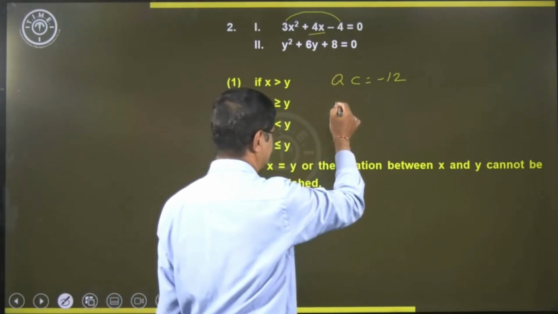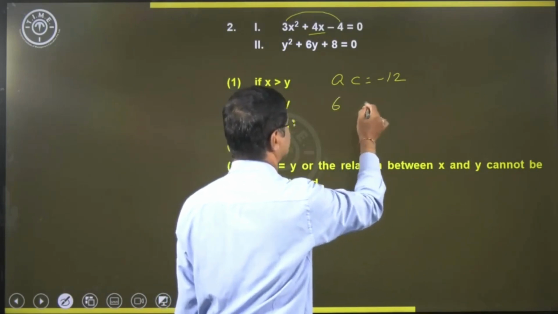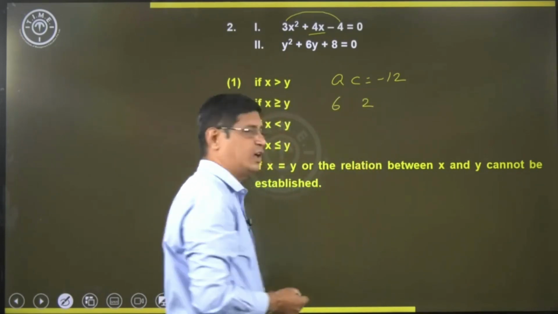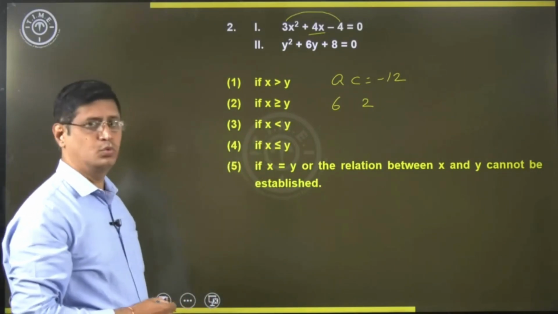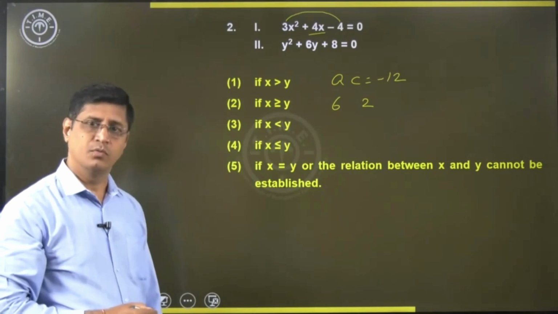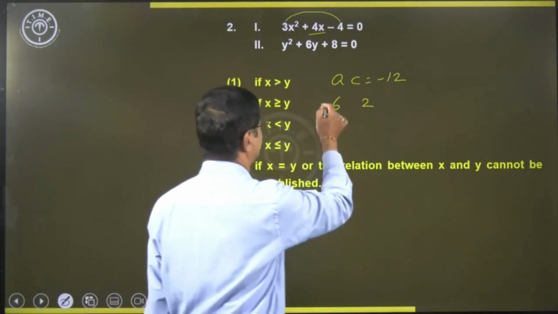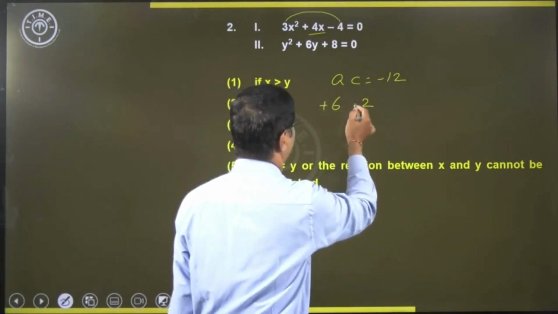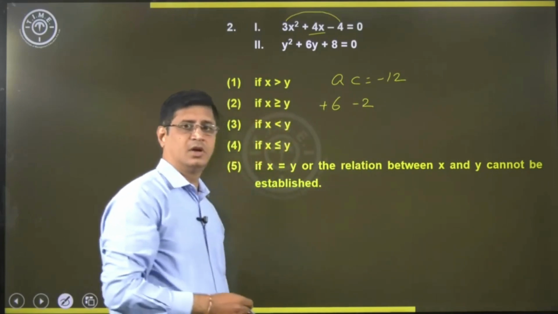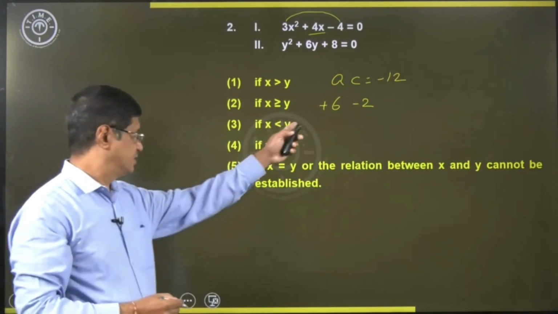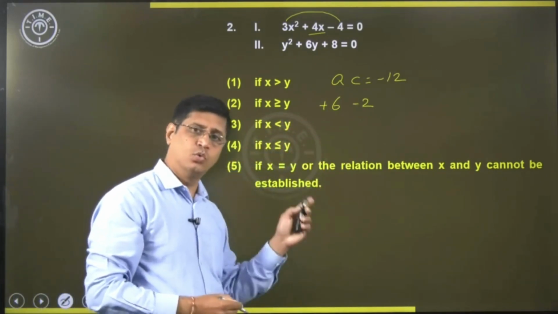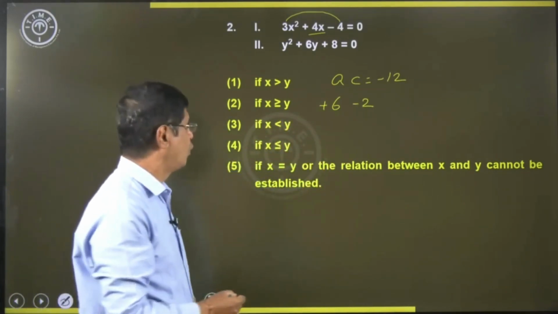Yes, look at this one. 6 into 2 is a 12. 6 and 2, difference is equal to 4. Now what are the factors here? Plus 6 and -2. Observe the product. It is a -12. What is the plus 6 and -2? It is a plus 4.